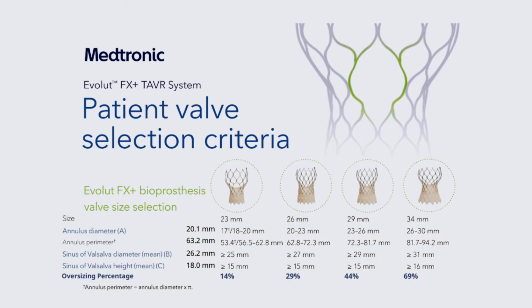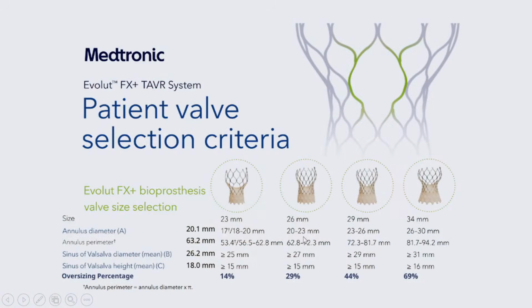So again, just discussing how we decided on the 26 valve. Our annulus diameter was 20.1, so that comes under the 26 valve, 20 to 23. The sinus of Valsalva diameter was 26.2, slightly less, but still it is acceptable to use a 26 valve, which needs a 27 sinus of Valsalva diameter. Sinus of Valsalva height we got was 18, and anything above 15 is appropriate for a 26 valve. So, based on this, we decided to go ahead with a 26 Evolut FX Plus valve.